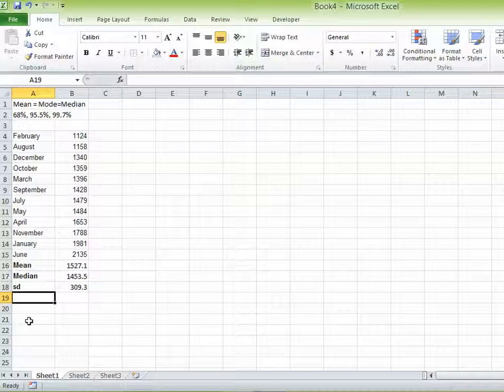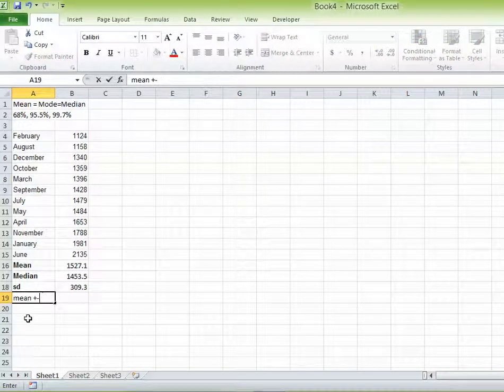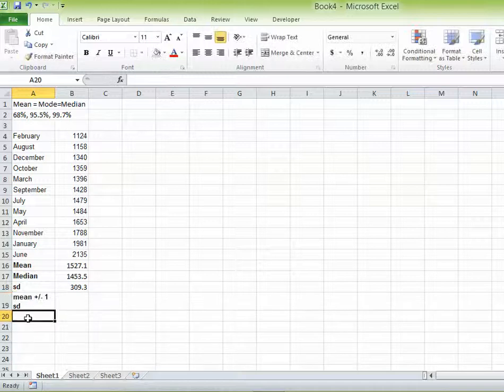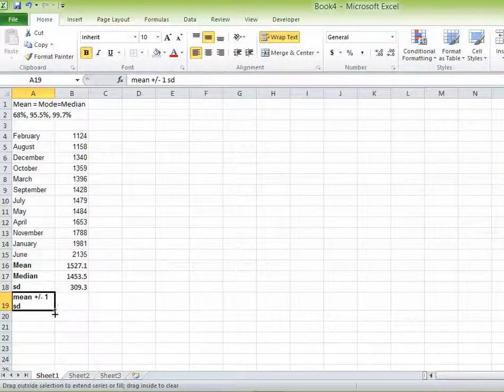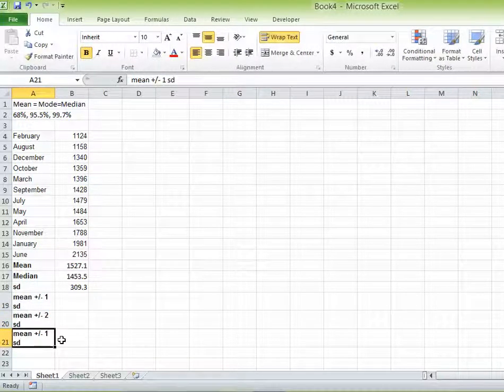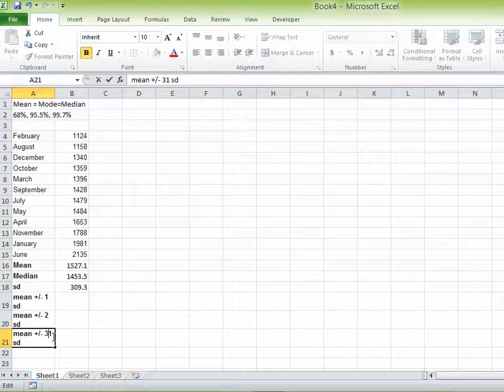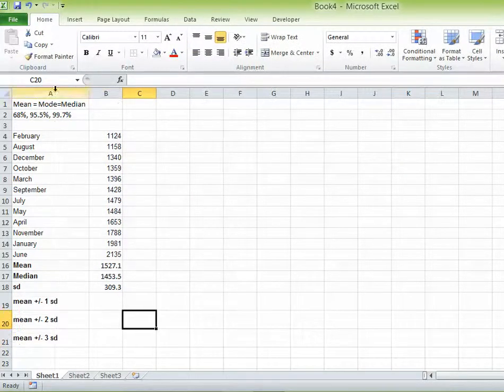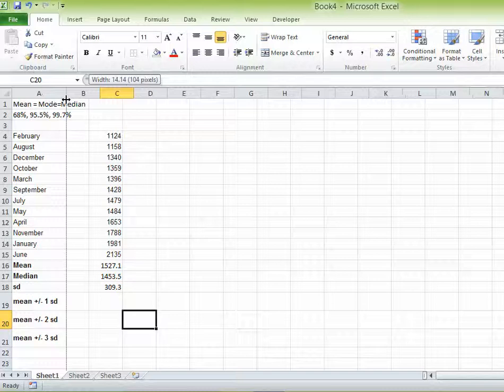All right, now I want to evaluate the mean plus or minus 1, plus or minus 2, and plus or minus 3 standard deviations. So let's see, I'm going to say mean plus or minus, so I've been writing it 1 SD, and I'll copy that down a couple cells, and I'll change this to 2, and I'll change this one to a 3, and I'll make these columns a little wider, not that wide.